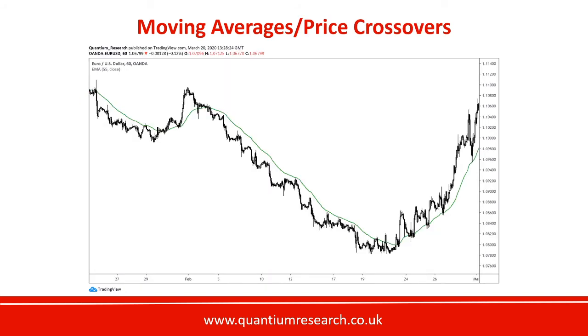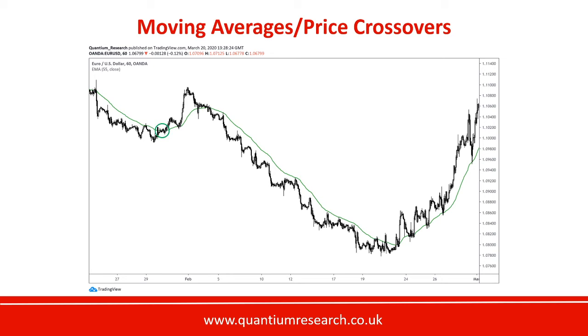So you can also get signals from moving average and price crossovers. When a price crosses above a moving average, a bullish signal is issued. A bullish signal can be found, and that occurs when price crosses back below, you'll have the converse, which is a bearish signal.